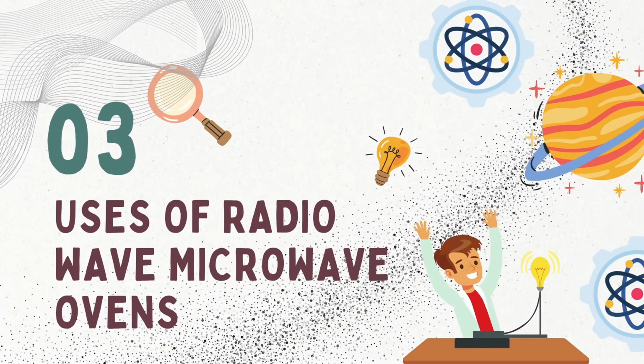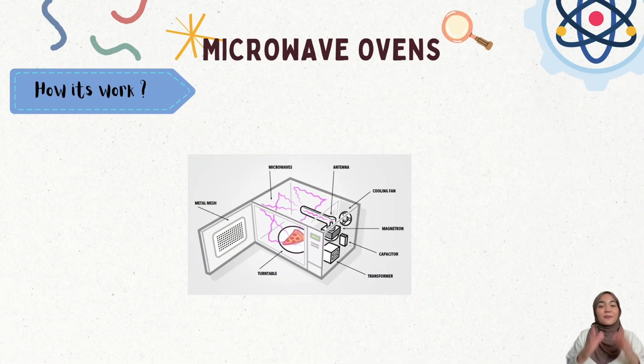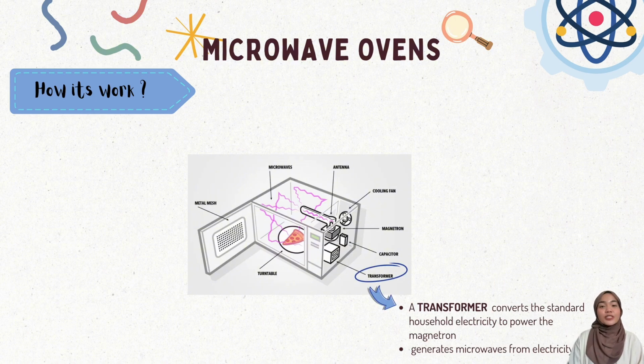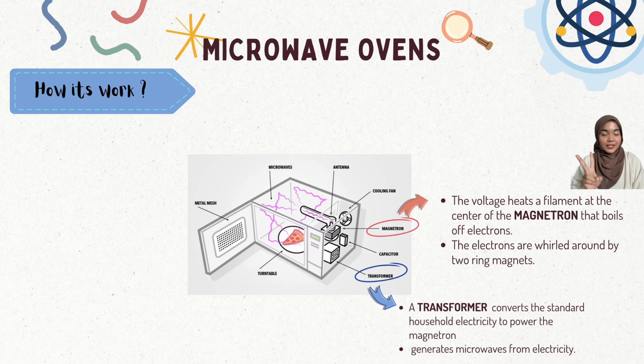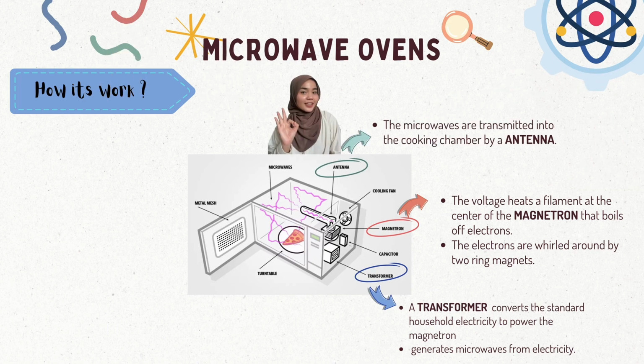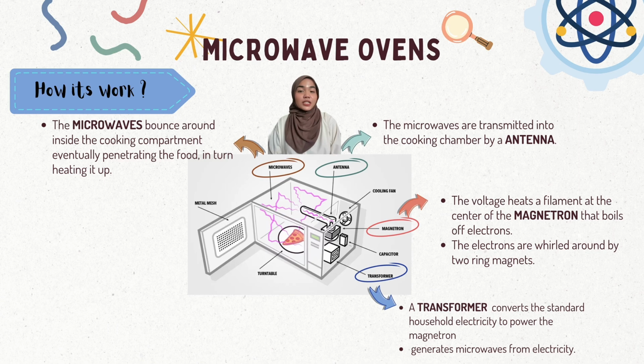Okay, so here I will explain how a microwave oven actually works. First, the function of the transformer in the microwave is to convert the standard household electricity to power the magnetron, so it will generate the microwaves from the electricity. Second, the voltage will hit a filament at the center of the magnetron that will bounce off the electrons, and the electrons are wheeled around by the two rings of magnets in the microwave. Third, the microwaves are transmitted into the cooking chamber by an antenna inside the microwave oven. And fourth, the microwaves are bounced around the cooking compartment, eventually penetrating the food and in turn heating it up.